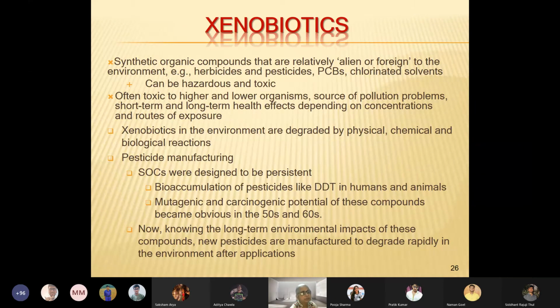Now, once this understanding became public, when it became public knowledge that these pesticides were harmful, yes, they were helping to destroy the pests, but they were also destroying the health of higher organisms, including humans and the organisms that we would like to see around us. So, birds and animals were becoming endangered species because of rampant use of these synthetic organic chemicals like DDT.